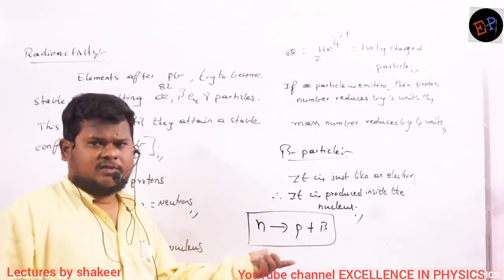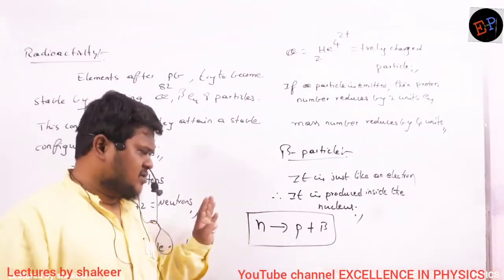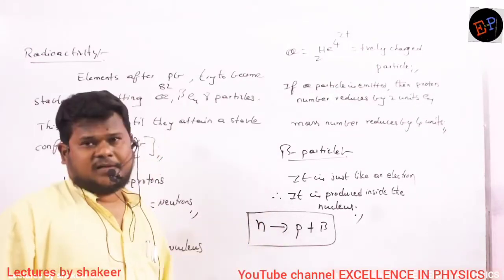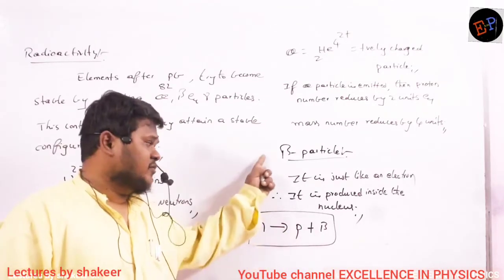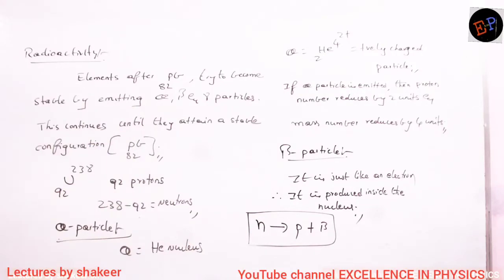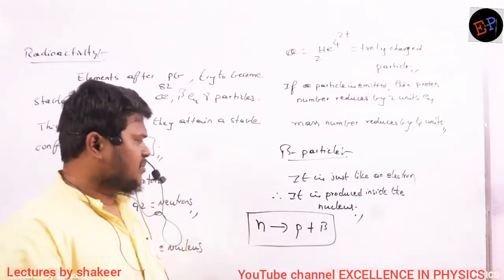So mass number does not change because the mass of neutron and proton is almost the same. There is no change in mass number. But one neutral particle has converted into a charged particle. Definitely, if the number of protons is increasing, it means if one beta particle is emitted, the Z value increases by 1. What is meant by Z value? Atomic number increases by 1 here. So that is the property of beta emission.